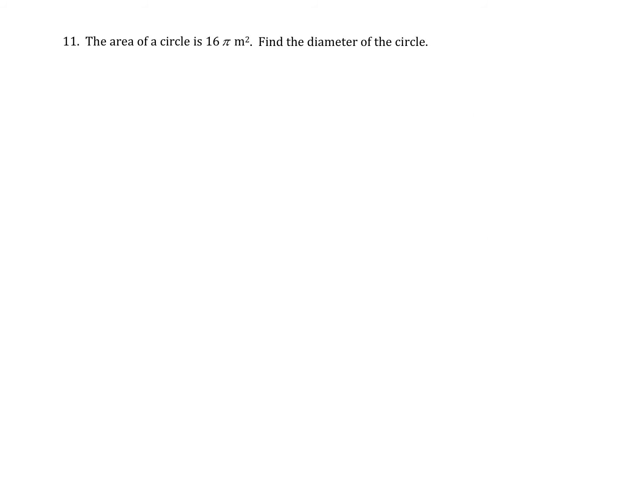Now, for this next problem, they give me the area of my circle, 12 pi meters squared, and I'm trying to figure out what the diameter is. So let's start with the area of a circle. I remember from my notes that the formula for the area of a circle is pi r squared. Now, in this case, I am looking for the diameter, but if I can figure out what the radius is, I can easily get the diameter.